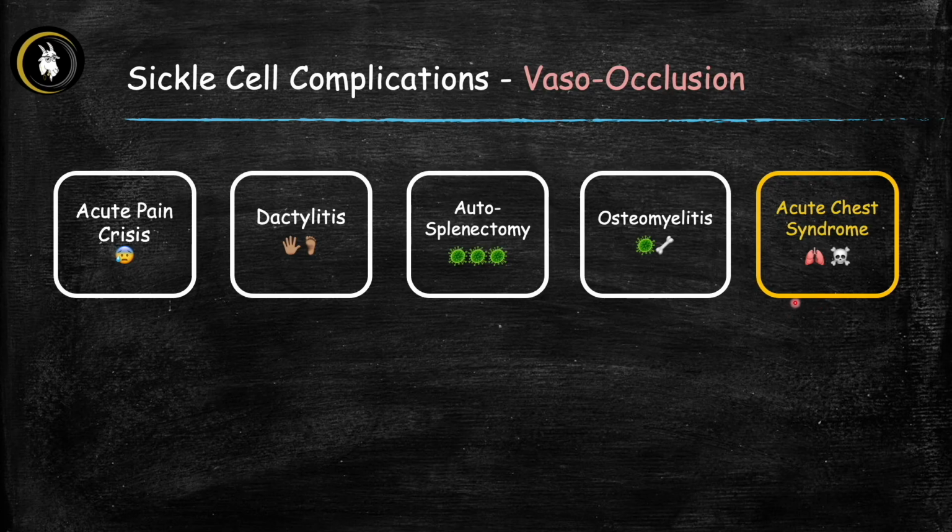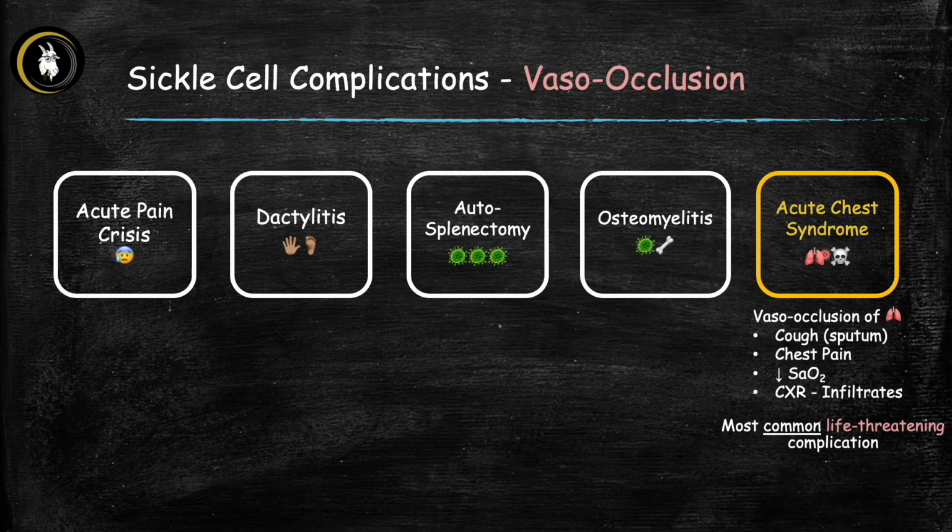Next complication is acute chest syndrome. This is caused by vaso-occlusion of the pulmonary blood vessels. So this is going to lead to local damage and irritation of the lungs. So the key findings here are going to be cough, chest pain, low oxygen sats, and infiltrates on the chest x-ray. And it's very important to recognize this condition. This is another can't miss complication of sickle cell disease because it's associated with high mortality as well. And it is, in fact, the most common cause of acute death in patients with sickle cell disease.